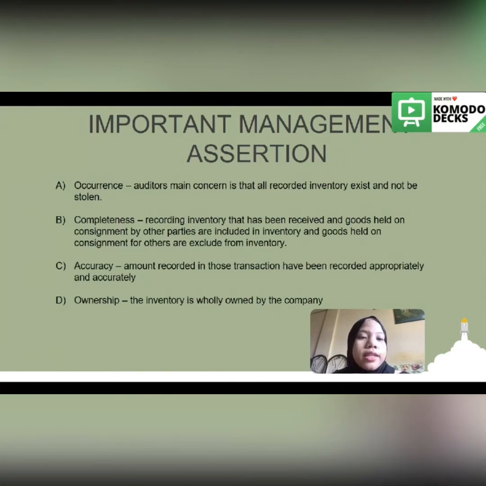Next is completeness. So auditors want all the recorded inventory that has been received, and goods held on consignment by other parties, to be included in inventory, and goods held on consignment for others to be excluded from the inventory. Okay, next is accuracy. The amounts recorded in those transactions have been recorded appropriately and accurately. Lastly is ownership. Is the inventory wholly owned by the company? So those are the important management assertions.